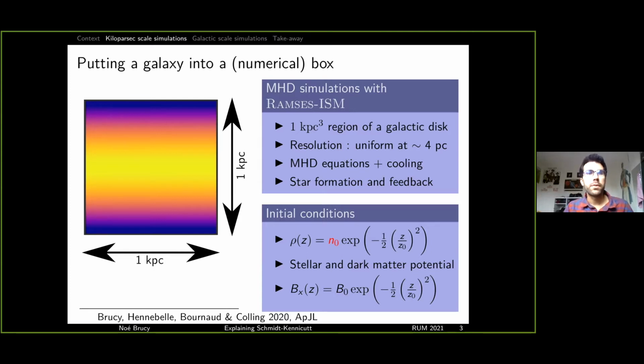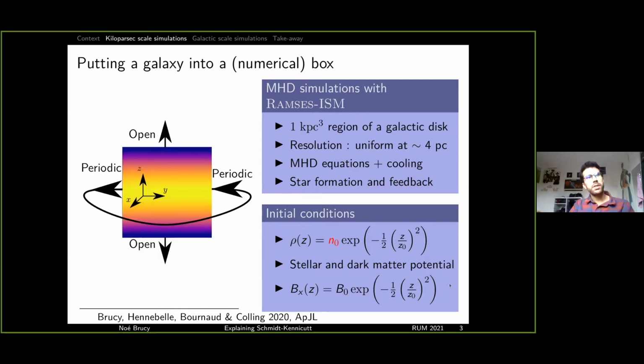We start with a stratified disk with a Gaussian profile with this midplane density that we can change to change the column density. There is also a stellar and dark matter potential, which is kept the same for all simulations, whatever the column density is, and an initial magnetic field, which is first aligned with the x direction and which is also Gaussian.